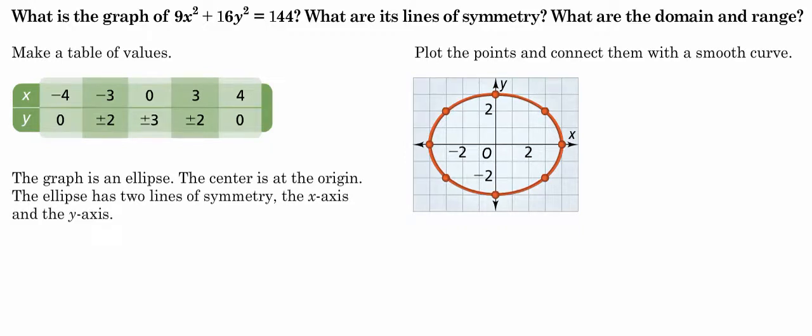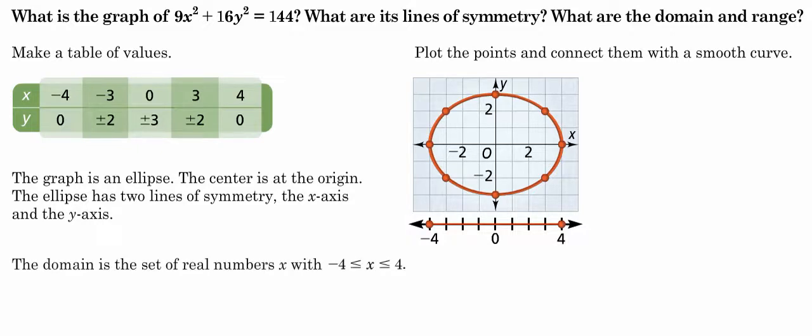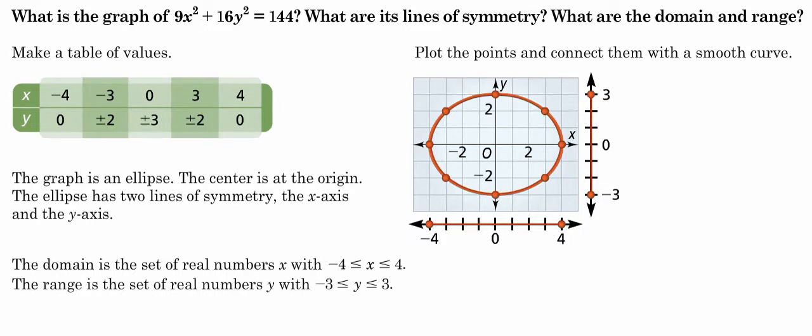The ellipse has 2 lines of symmetry, the x-axis and the y-axis. The domain is the set of real numbers x between -4 and 4 inclusive. The range is the set of real numbers y between -3 and 3 inclusive.